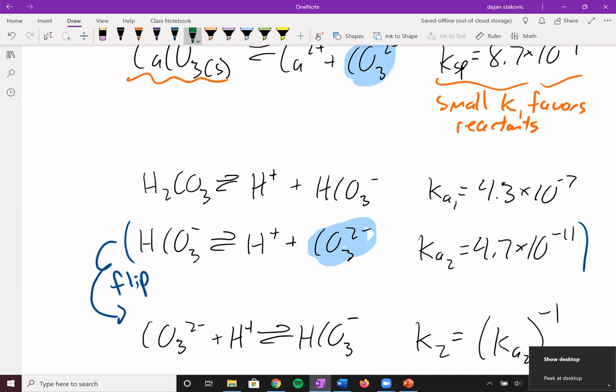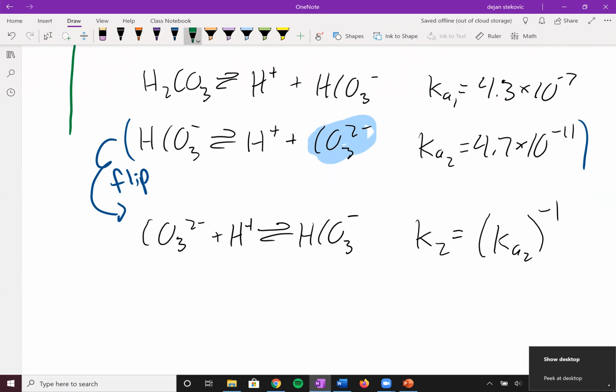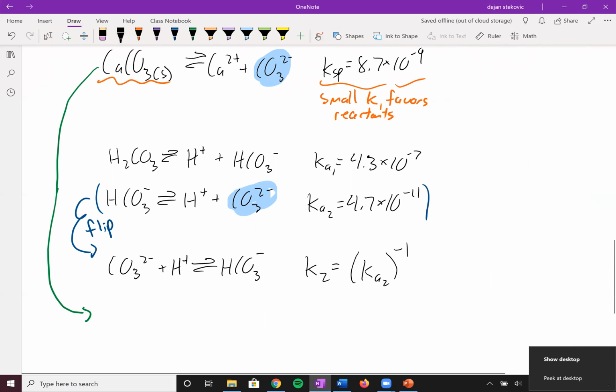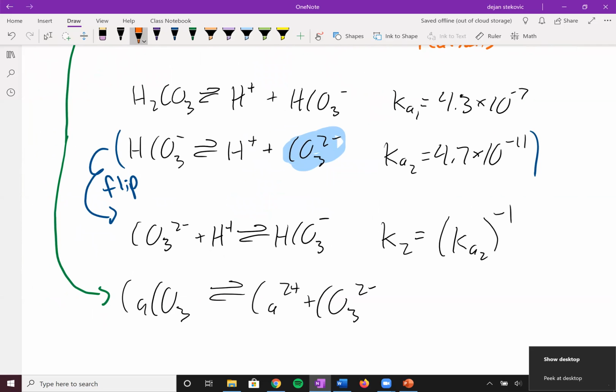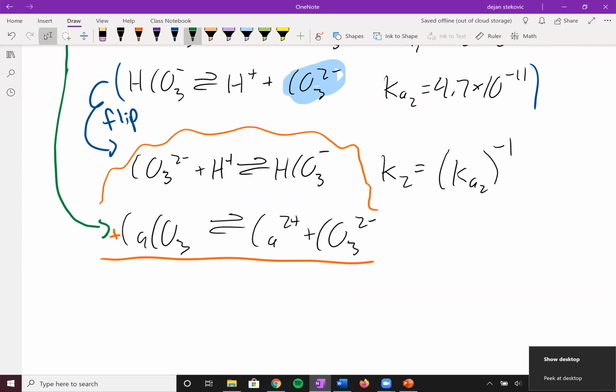Now let's see what happens when we take these two reactions and we add them. So I'm just going to rewrite this reaction right here. Calcium carbonate in equilibrium with calcium 2 plus and carbonate 2 minus. And then I'm going to sum these last two equations, right? Just these last two. And what I notice is that carbonate is on both sides, so both of these just cancel out.